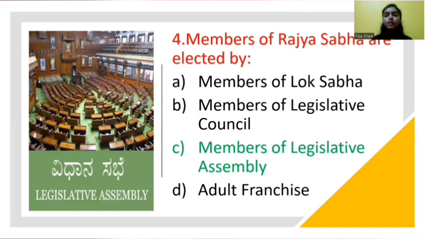Question number 4. Members of Rajya Sabha are elected by option A, members of Lok Sabha. Option B, members of Legislative Council. Option C, members of Legislative Assembly. Option D, adult franchise. The members of Rajya Sabha are elected by members of Legislative Assembly.